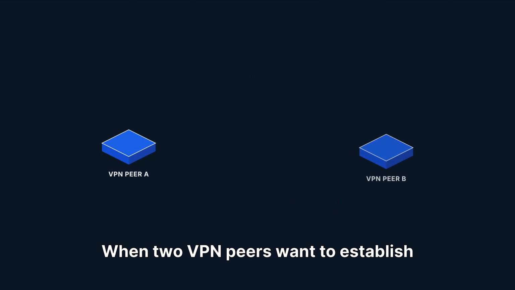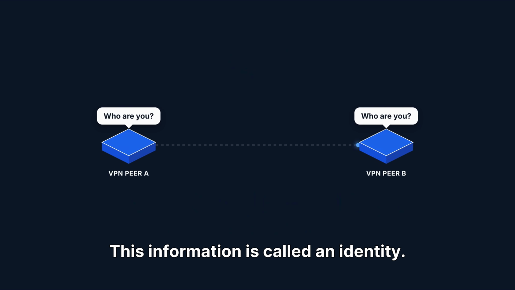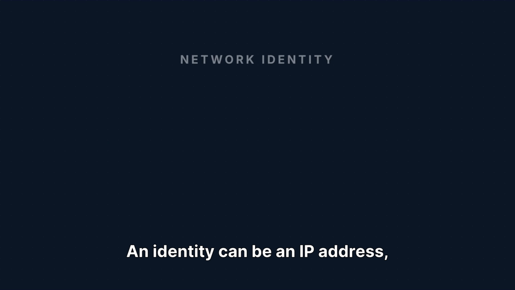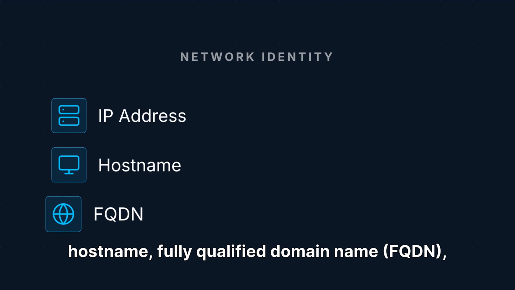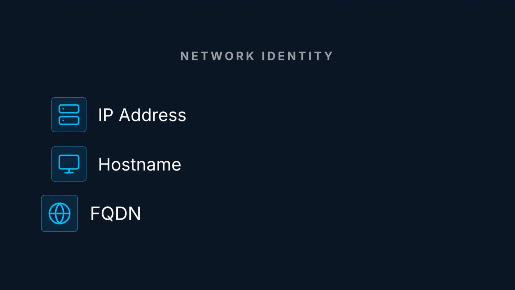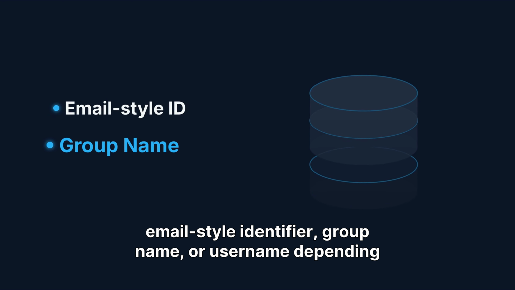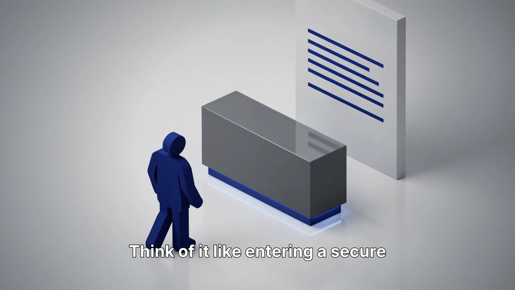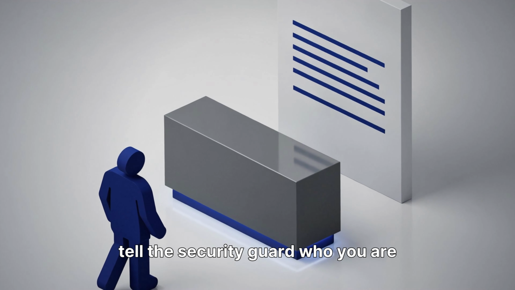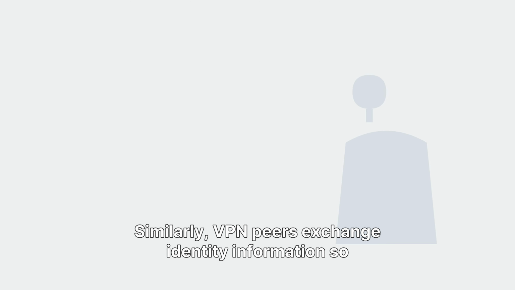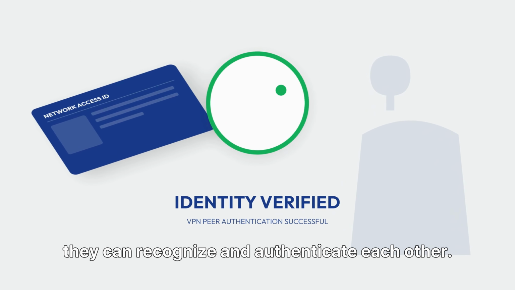When two VPN peers want to establish a tunnel, each device needs to tell the other device who it is. This information is called an identity. An identity can be an IP address, host name, fully qualified domain name, FQDN, email style identifier, group name, or username, depending on the VPN configuration. Think of it like entering a secure office building. Before you are allowed inside, you must tell the security guard who you are by showing an ID card. Similarly, VPN peers exchange identity information so they can recognize and authenticate each other.